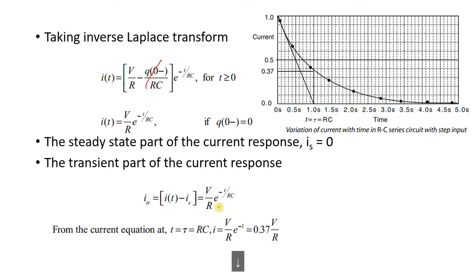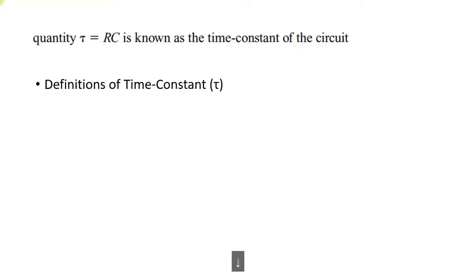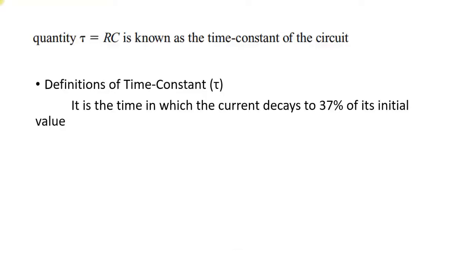Now I find the voltage across the capacitor. Before that, I take T equal to RC, which I call tau. Here tau is my time constant. Substituting this value gives around 0.37 into V by R. So what is the time constant? The time constant is the time in which the current decays to 37% of its initial value.